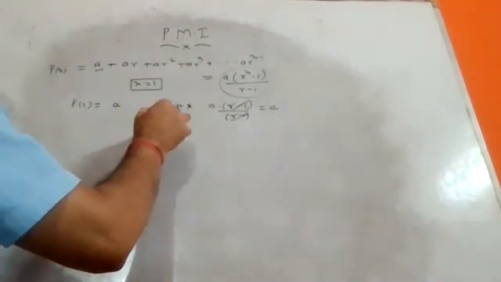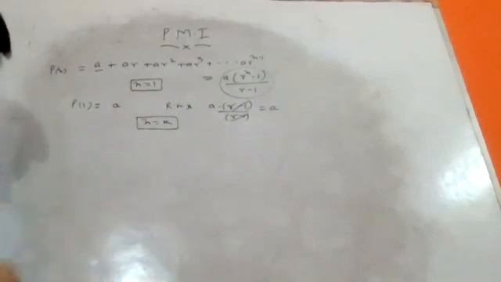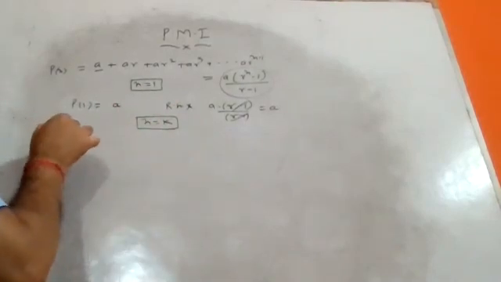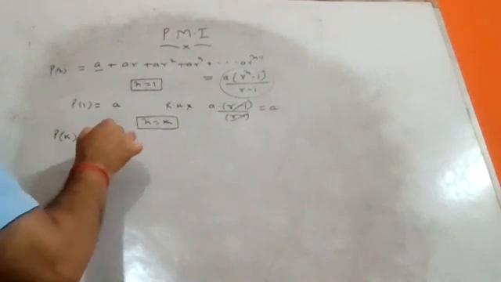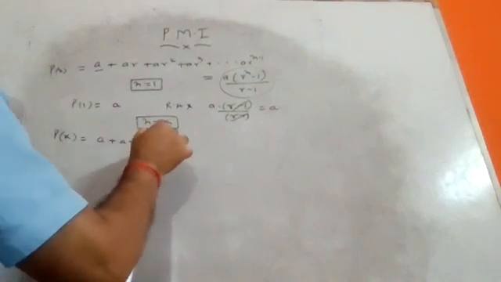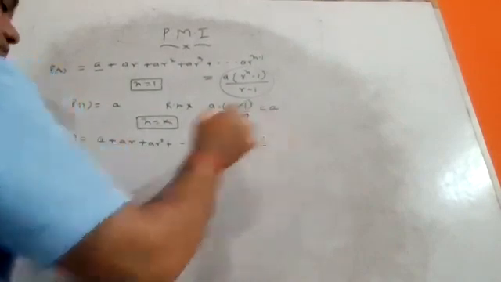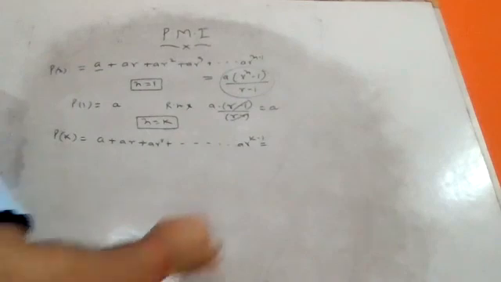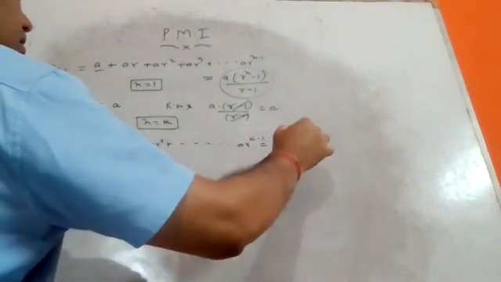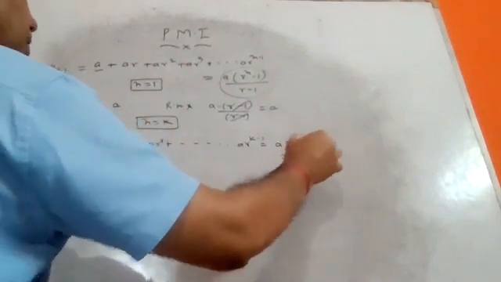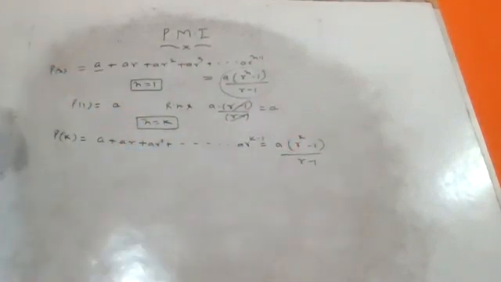Now we are going to prove that it's also true for n equal to K. So n equal to K: A plus AR plus AR square up to A into R raised to power K minus 1 is equal to A into R raised to power K minus 1, divided by R minus 1. This is your n equal to K.